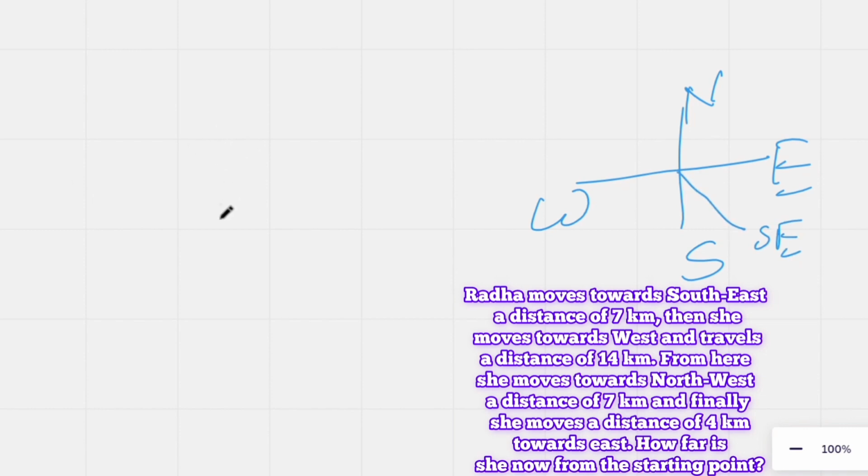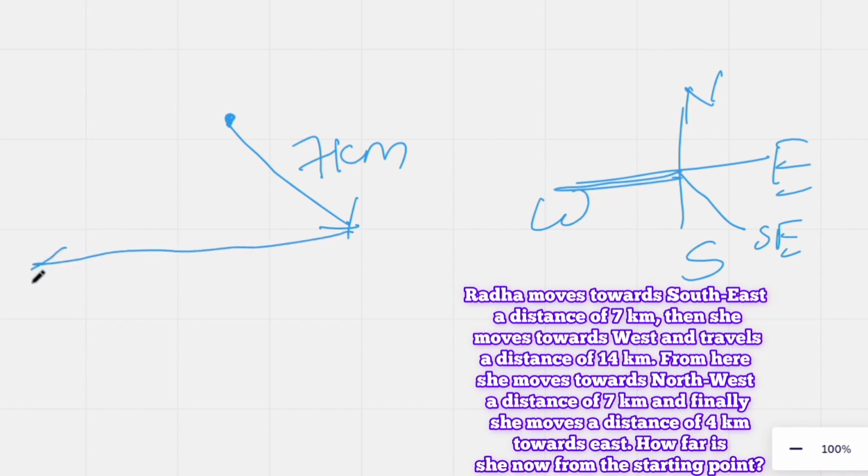So for example, I'm treating Radha over here. This is the initial position of Radha, and Radha moves towards southeast 7 kilometers. So Radha moved like this for 7 kilometers. Okay, 7 kilometers. And after that, she moves towards west and travels a distance of 14 kilometers. West means like this. So after coming to this point, she moves west and travels for 14 kilometers.